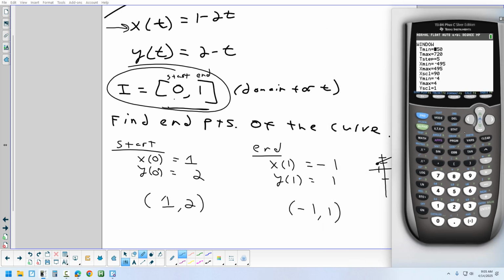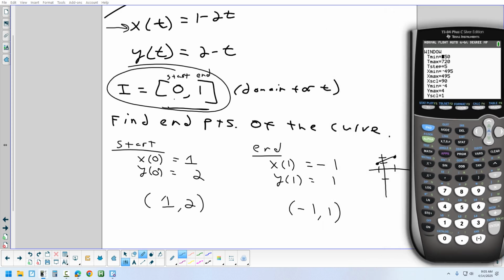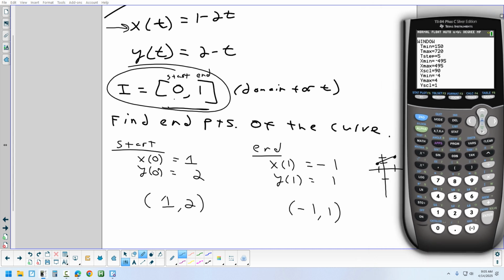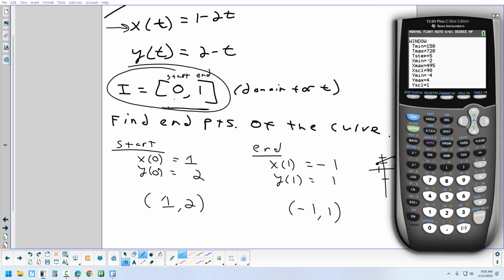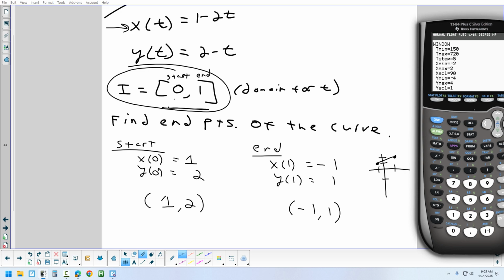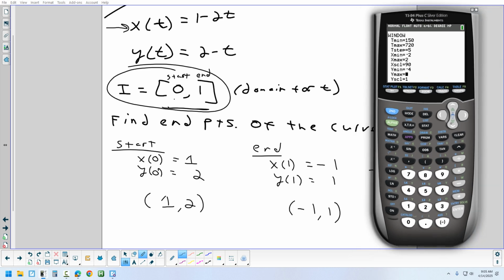So I would say for our left window, let's go to negative 2 on the x min. And for the x max, let's go to positive 2. Okay, y min, we could do 0. And y max, we could do 3. Let's go 0 to 3. Now the t min and the t max, that's what they tell me for my interval. That's the domain. T min is 0, t max is 1. So we do have to set those.